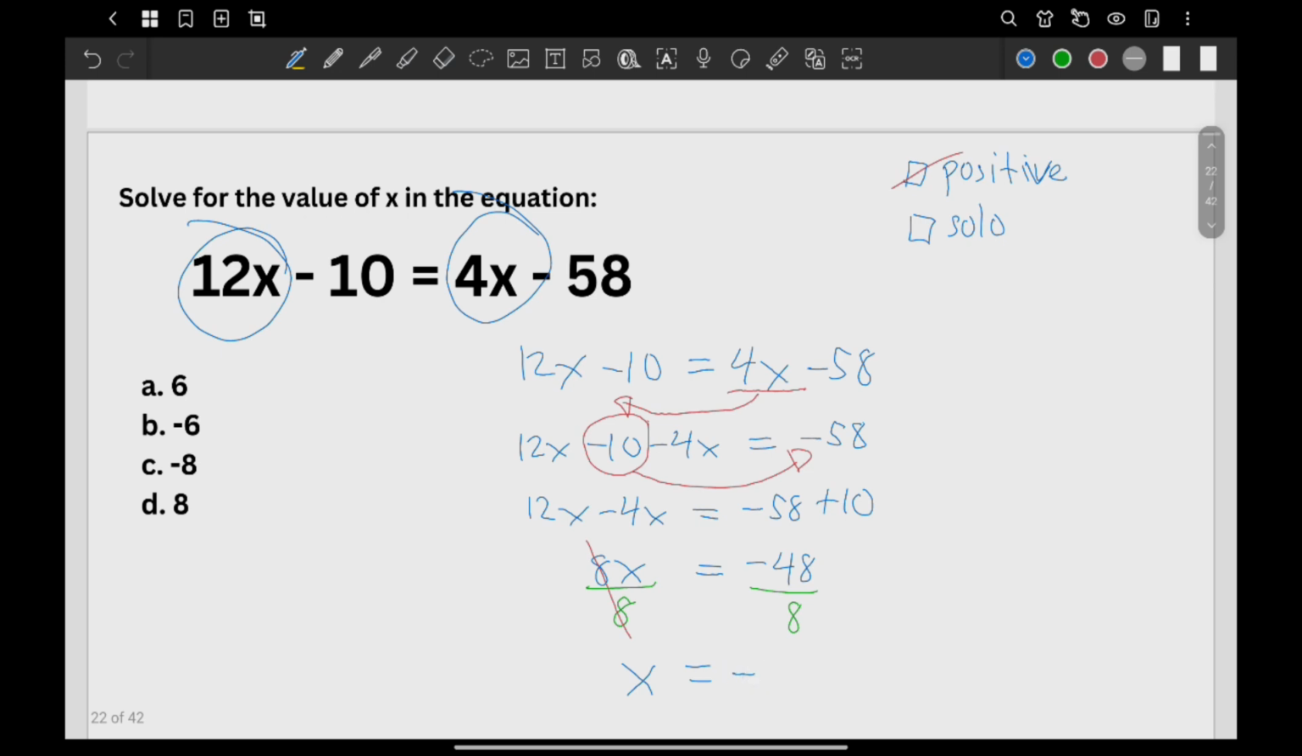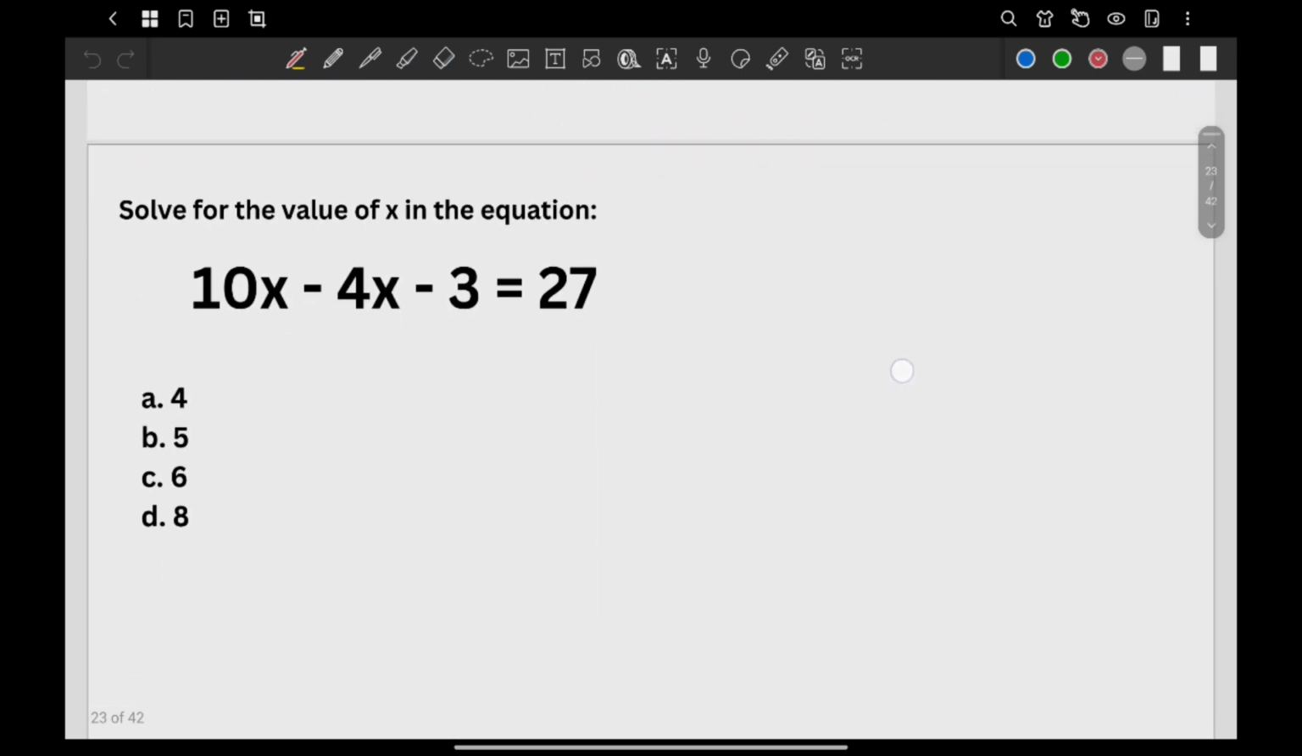And what is 48 divided by 8? That's going to be 6. So the answer here is x is equal to negative 6. Now again, the variable is already positive and solo, so we're done. Negative 6. I hope so far you can follow. Okay, let's continue. Okay, another example here.